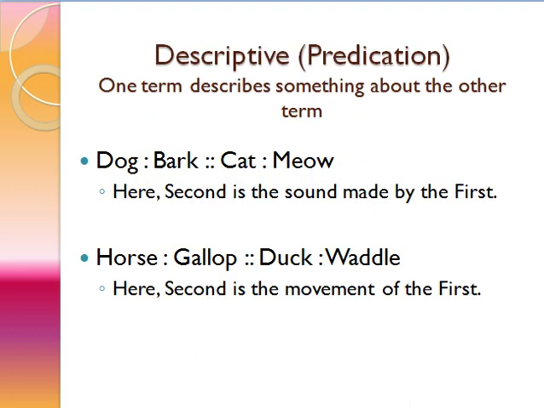Descriptive predication. One term describes something about the other term. Dog is to bark as cat is to meow. Here, second is the sound made by the first. Or, horse is to gallop as duck is to waddle. Here, second is the movement of the first.